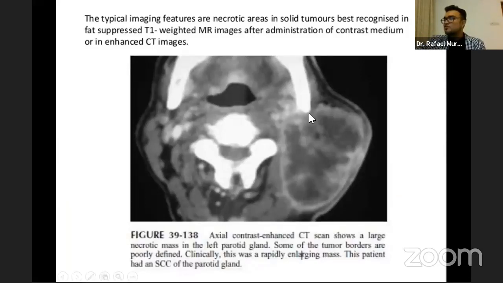This is a case of squamous cell carcinoma. One must rule out high-grade mucoepidermoid carcinoma, metastasis, or other malignant tumor, because this is only 1 to 6% of salivary gland neoplasms. This is typical imaging of necrotic areas of a solid tumor. This is a CT scan actually. And the tumor is best recognized on the fat-suppressed T1-weighted MR image after administration of contrast medium, or in enhanced CT scan images.